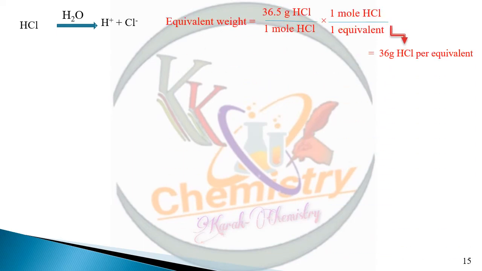So in case of HCl, we have 1 proton, so 36.5 gram HCl. 1 mole weight of HCl is 36.5 gram. It actually produces, 1 mole of HCl produces 1 equivalent of hydrogen ion. So the equivalent weight will be 36.5. Or you can also say that molar mass is 36.5 divided by 1. So the equivalent weight will be equal to 36.5. Simple one.